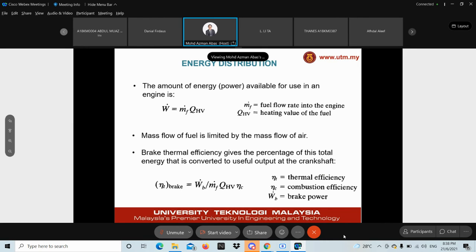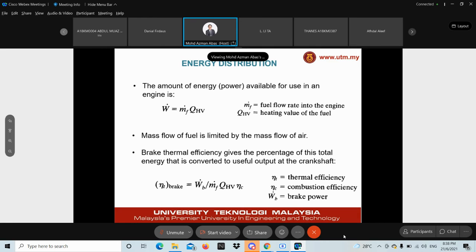So, energy distribution. The amount of energy or power available for use in an engine can be calculated by the fuel flow rate into the engine times the heating value of the fuel. The mass flow of the fuel is limited by the mass flow of air. So these statements tell you that the amount of fuel depends on how much air goes into the engine. It's not the other way around.